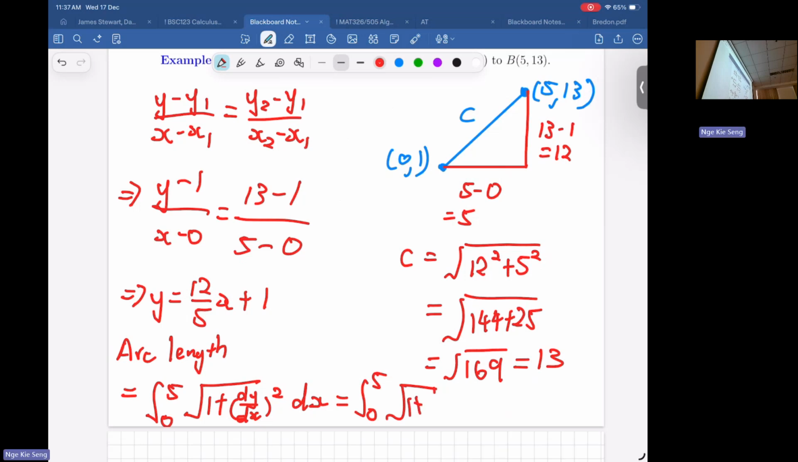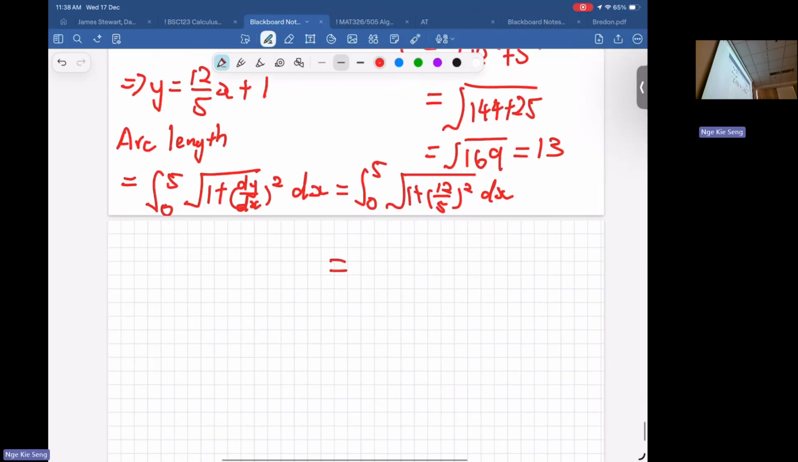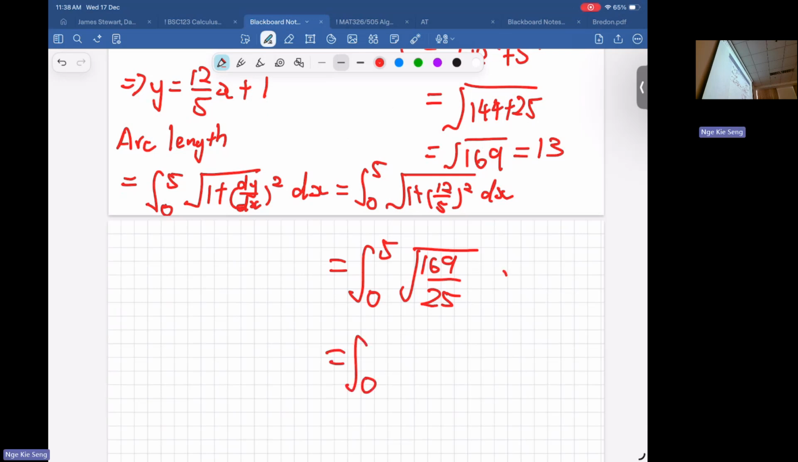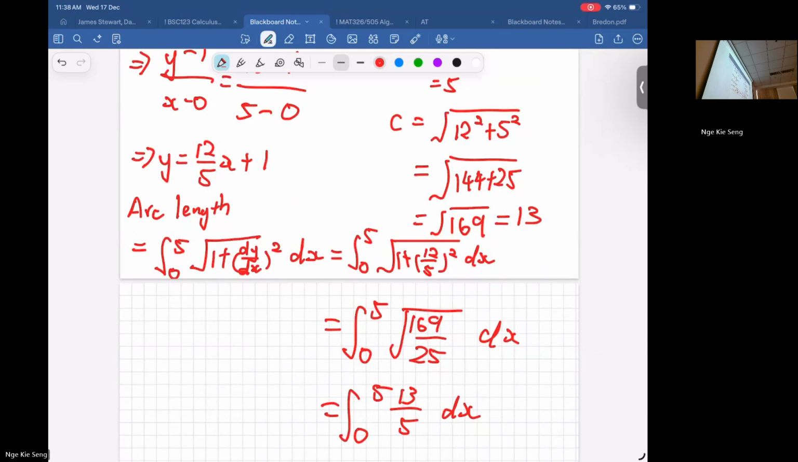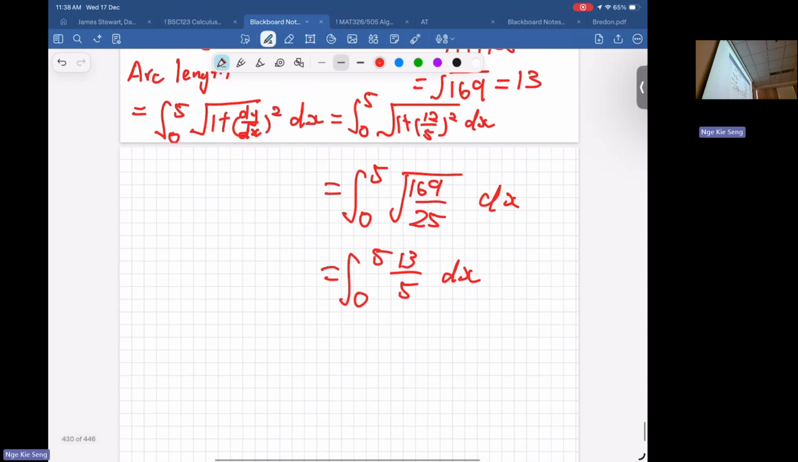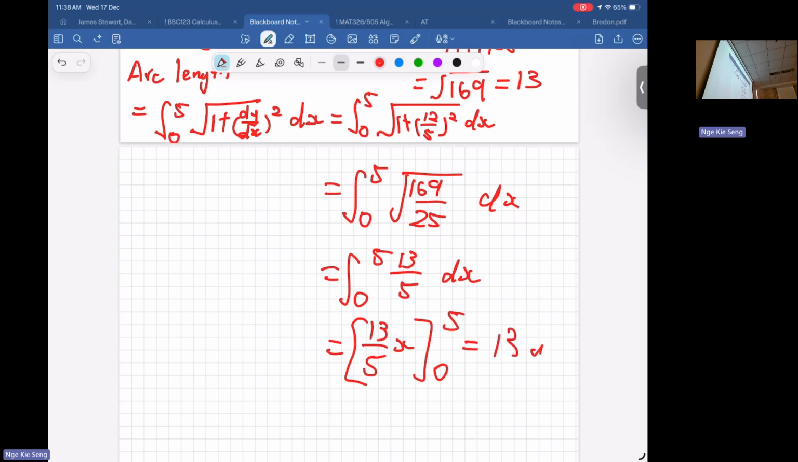I think the derivative is very easy, right? Because this is a straight line. Yeah, the derivative is just the gradient, right? So the gradient is 12 over minus 3. Okay, and then what do you get here? This is just a constant here. So it is 169 over 25, which is 13 over 5, x from 0 to 5, which is 13.